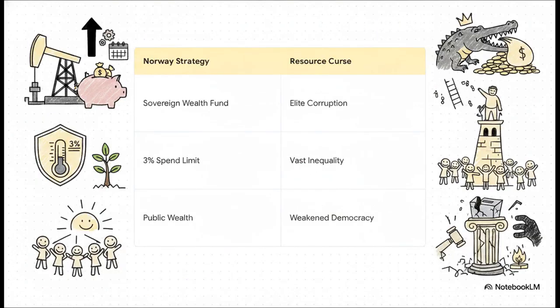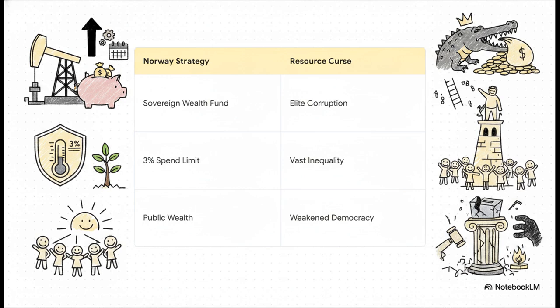But what makes Norway truly powerful isn't just the phosphate itself, it's their discipline. And this brilliantly illustrates why some nations thrive while others just totally fail. You see this a lot, right? Most countries find massive resources and they immediately fall victim to what's called the resource curse. You get elite corruption, vast inequality, and weakened democracies.